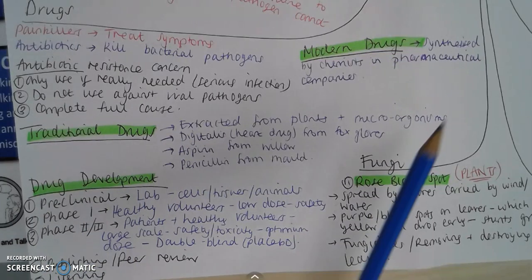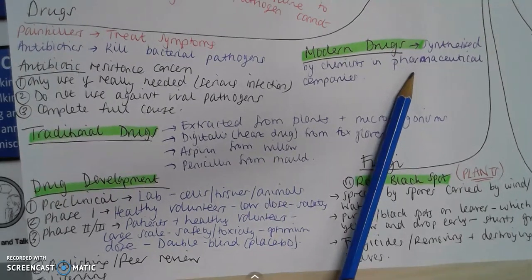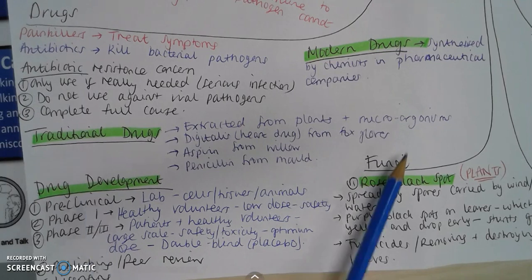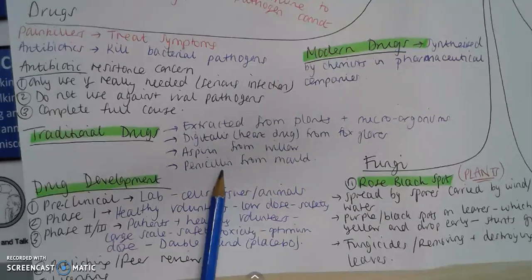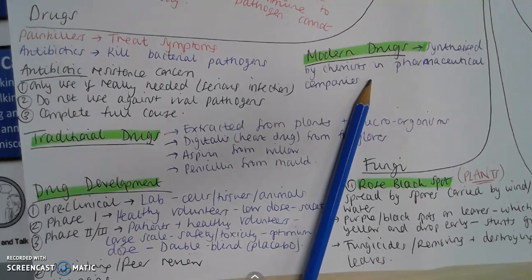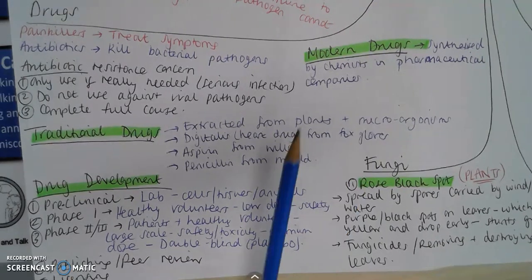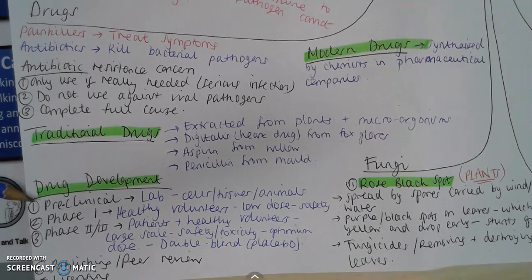Nowadays, they're synthesized by chemists in pharmaceutical companies. So it's using the principles we've identified with the traditional methods, but now we can make them much more quickly en masse from the original atoms that actually make up the molecules that form the drug structure. Final bit then, drug development. A couple of different stages just outlined here.